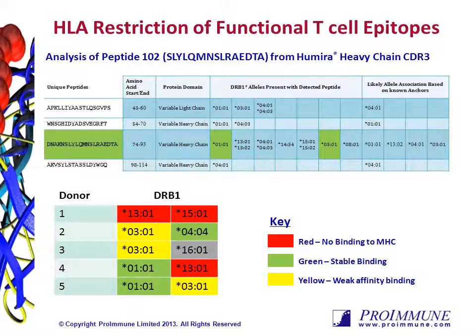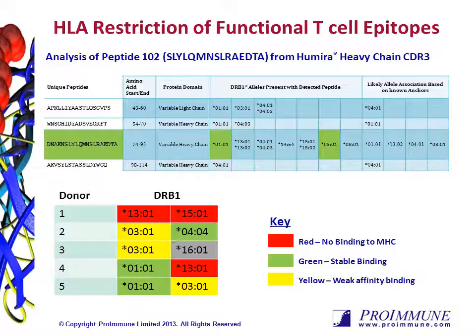Here we show an example of further analysis of one peptide from Humira that was identified with ProPresent, shown in green in the top table on the page. The top table also shows the HLA alleles that were present in the donors used in ProPresent that presented this peptide. We have followed up in more detail with both T-cell and HLA binding assays to characterize this peptide further.